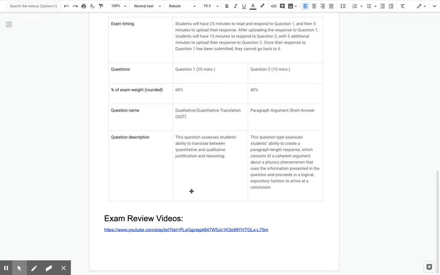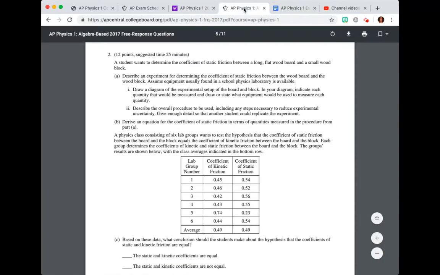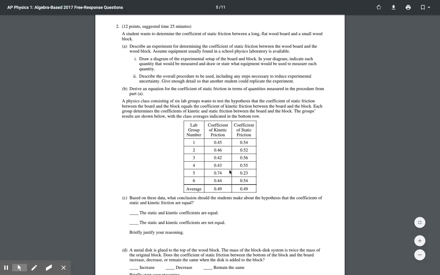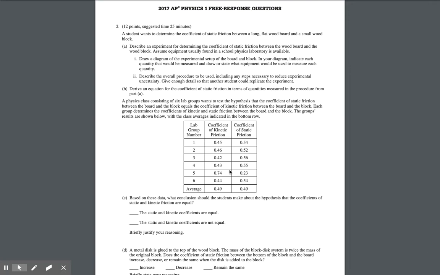Okay, so let's take a look at some example questions. So the QT question, the qualitative translation question. We have looked at a few of those before, but I'm going to have you guys actually try this one today. This one is based on friction. This is actually a lab that we have done before. These types of questions are worth 12 points. You get 25 minutes to take it. It's worth 60% of the test, and you have 5 minutes to upload.